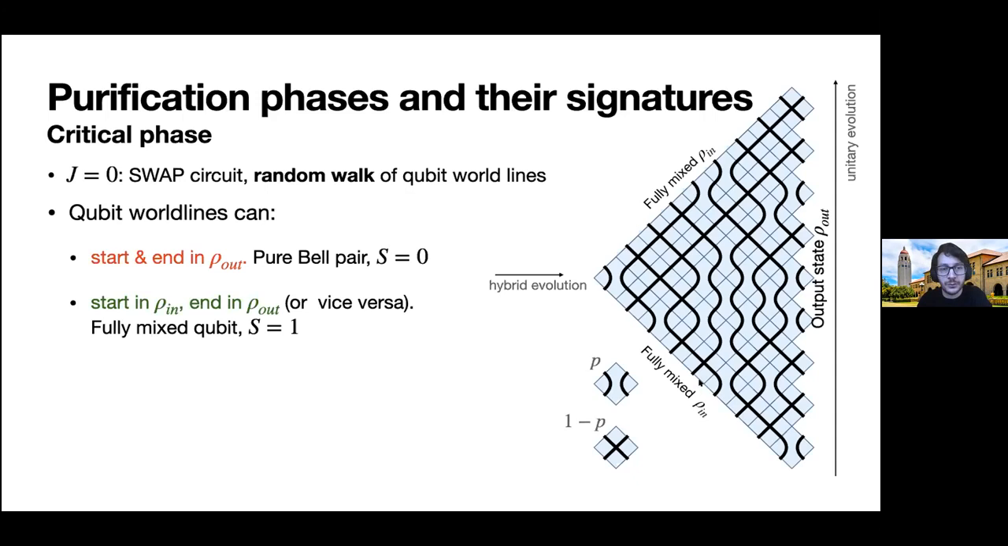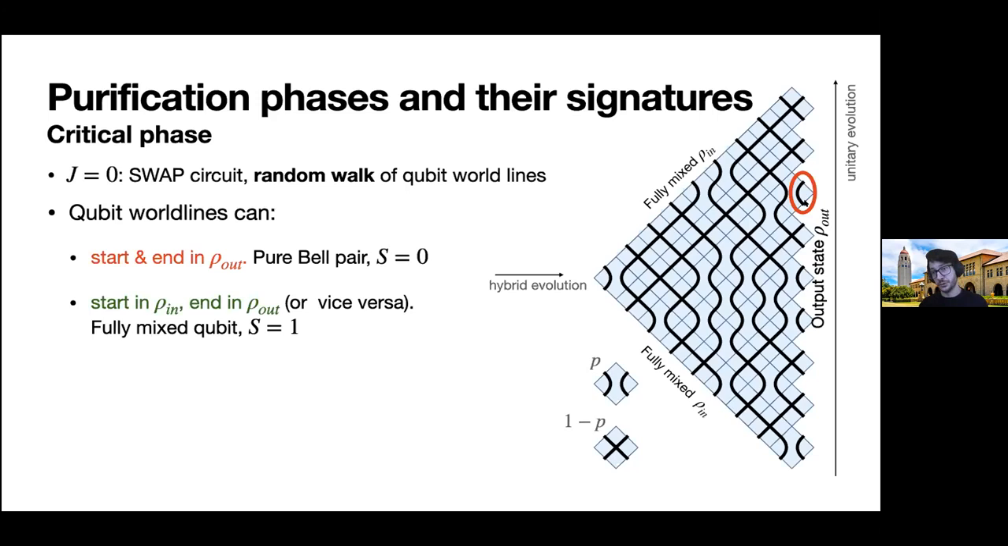So basically, there are two kinds of word lines you need to focus on to calculate the entropy of the output state. One of them is this red one, where you have a Bell pair state that connects two qubits in the output state. That means that you have two qubits that are maximally entangled to each other and completely disentangled from the rest of the universe.